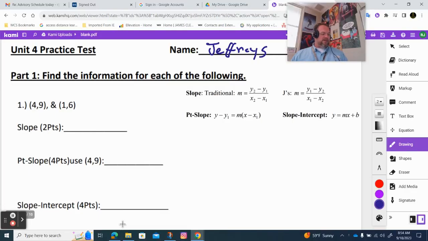All right, we are here on a Monday for our third day review of Unit 4. We had one on Friday. We had one in the middle of the week last week.